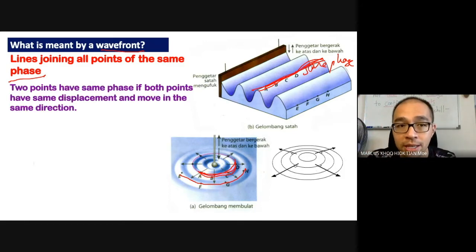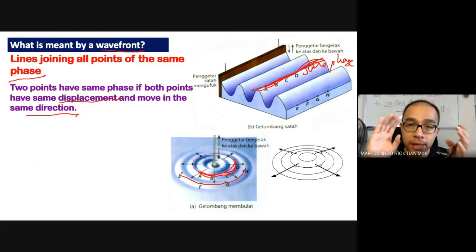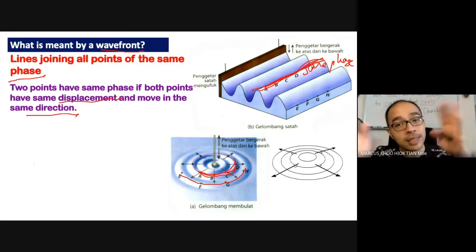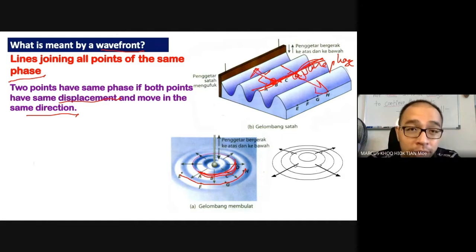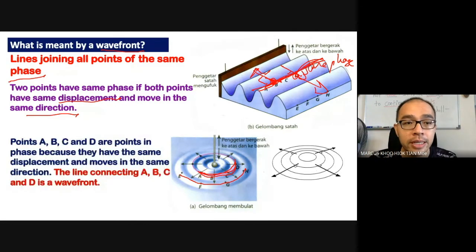Two points have the same phase if both points have the same displacement and are moving in the same direction. Two most important things: they are in the same phase if they have the same amplitude and are moving in the same direction. If point B is going in and point D is coming out, then they are not in phase because they are moving in different directions. In this case, points A, B, C, D are in the same phase because they have the same displacement and the same direction. The line connecting A, B, C, D is what we call a wavefront. In Bahasa Melayu, it is muka gelombang.